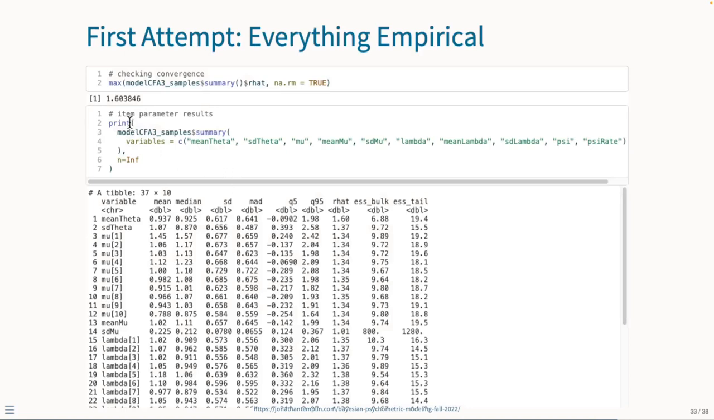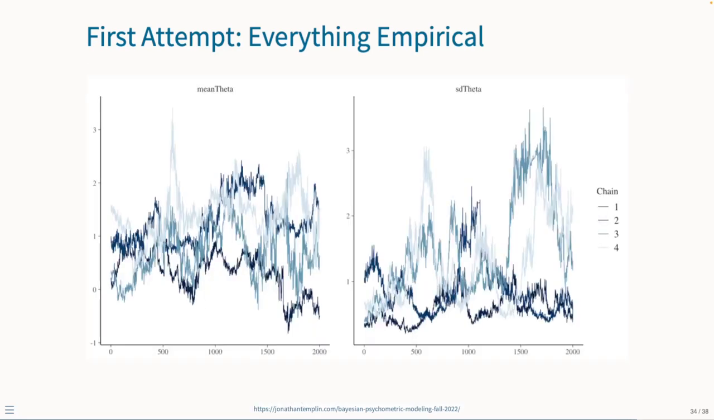I did it. Here's my R hat, 1.6. Mean theta, standard deviation theta. Here's some plots for you. There's the mean of theta, there's the standard deviation for theta. That's some bad stuff going on there, right?